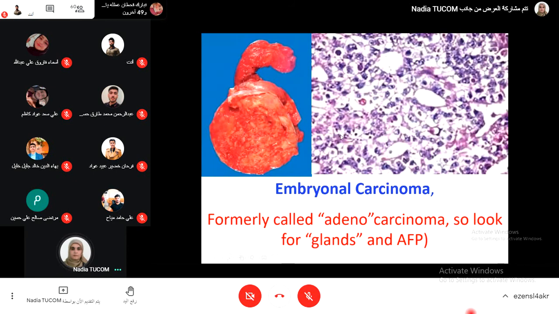Also here there is a solid mass within the testis with areas of bleeding and necrosis and high atypia. The cells are very bizarre, and look quite frightening. Sometimes they call it adenocarcinoma, but it is not glandular, or not all of them originate from germ cells.